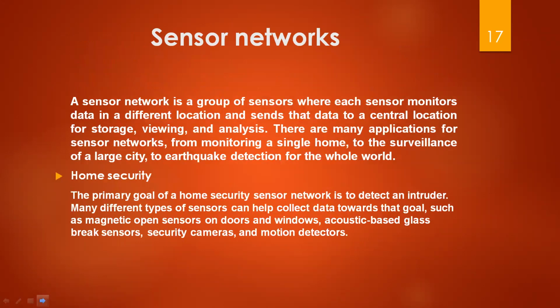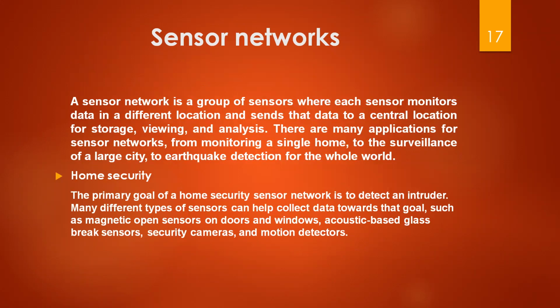Now the sensor network. A sensor network is a group of sensors where each sensor monitors data in a different location and sends that data to a central location for storage, viewing, and analysis. There are many applications for sensor networks, from monitoring a single home to surveillance of a large city to earthquake detection for the whole world.